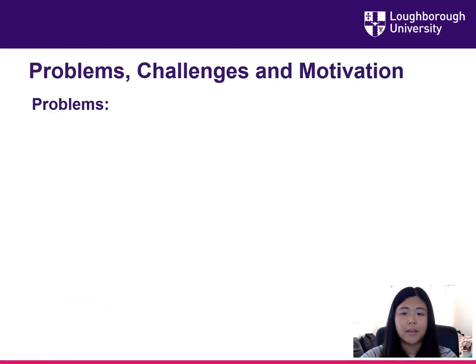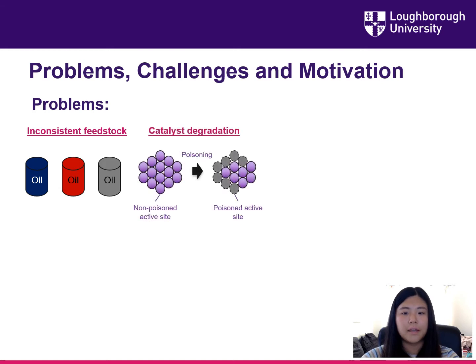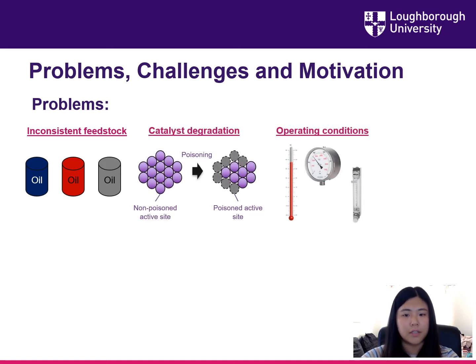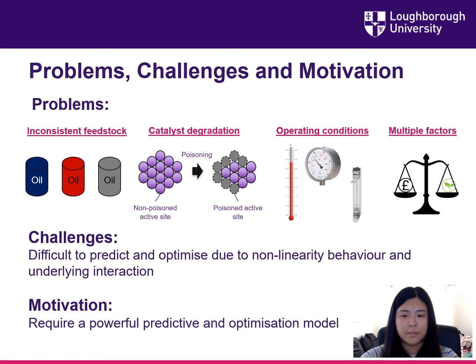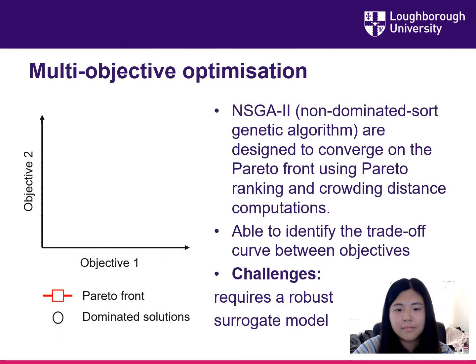However, hydrocracking is a highly complex process which is affected by numerous factors such as inconsistent feedstock, catalyst degradation, and operating condition. In addition, there are multiple economic and environmental factors such as quality and yield of product that must be considered during an optimization as well. This non-linearity behavior and underlying interaction make it difficult to predict and optimize in the hydrocracking process. Therefore, there is a need to develop a powerful predictive and optimization model.